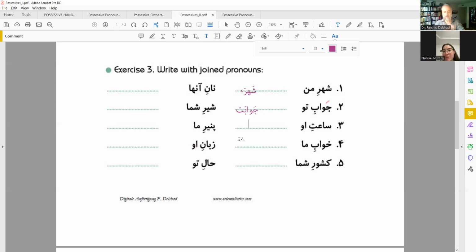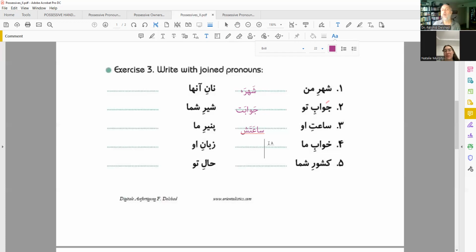Let's go to the next one. ساعت او. ساعت is the watch. It could be a wristwatch that I have, or it could be a hanging clock. That's also ساعت in Persian. ساعتش. Perfect. So شهرم, جوابت, ساعتش.